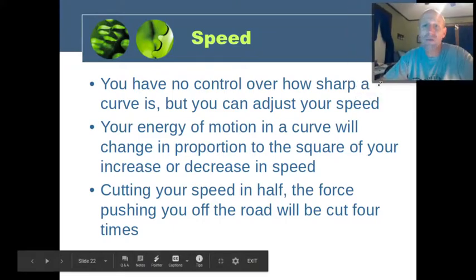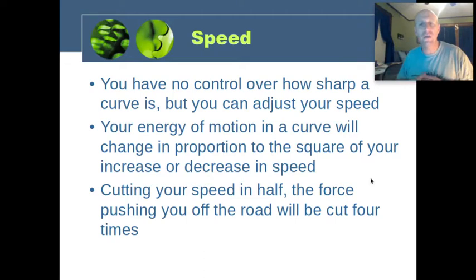So speed, this is one of the things that we talked about yesterday, but we're going to expand our knowledge of how this applies to the driving task. Specifically, when you're going around a curve, how does speed interact with your driving control? We don't have any control over how sharp the curve is. The curve is going to be however sharp it is, but we do have control over our speed. And so the key idea here is that you need to slow down before you get to a curve.